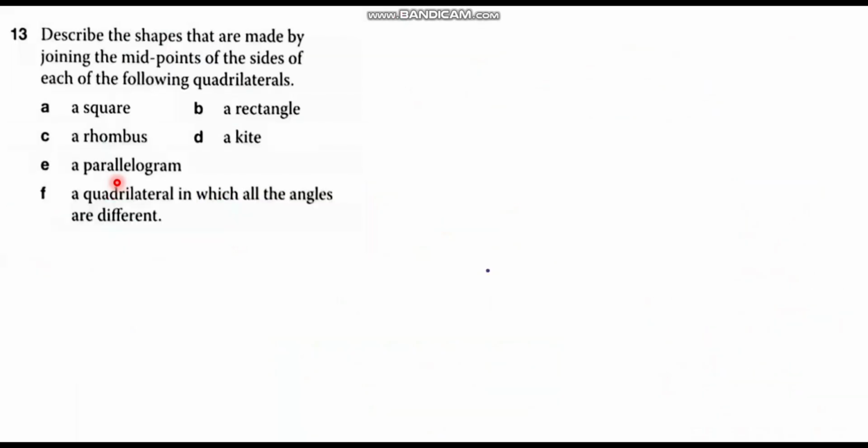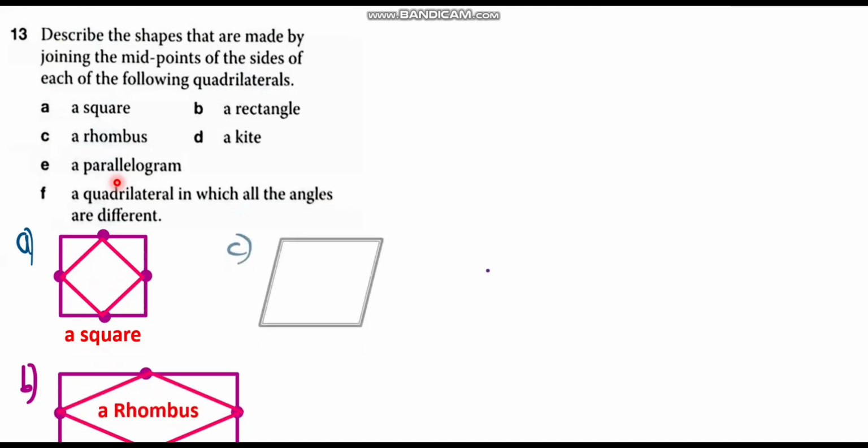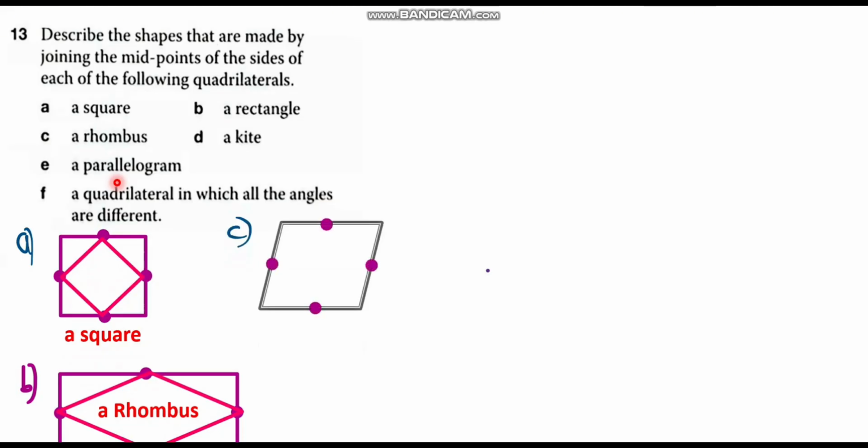Now, in question number 13, we have to describe the shapes that are made by joining the midpoints of the sides of each of the following quadrilaterals. So we'll see what type of shape we get if we join the midpoints. In a square, if we see the midpoints and join them, we get another square. In a rectangle, if we join them, we get a rhombus. In a rhombus, if we join the midpoints, we get a rectangle.